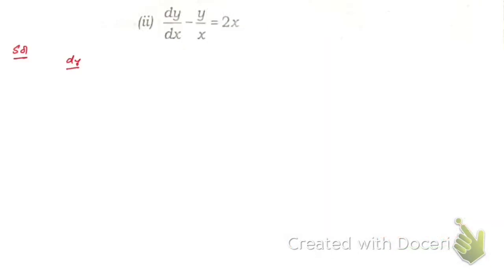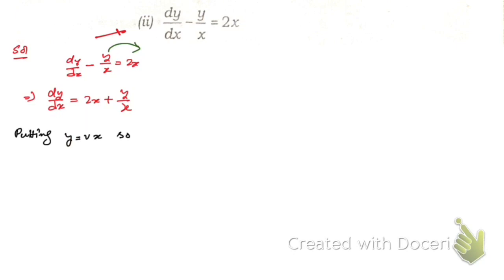Our next equation is this. Let me solve it. So let me write the given equation. Here you can see what we can do. Just transfer this to the other side, right? So now putting y is equal to v of x, that is v into x, so dy by dx, if you use the product rule here, then you will get v, the derivative of x is 1, so you will get v only, then plus x times the derivative of v, that is dv by dx, right? So that's what we have got.